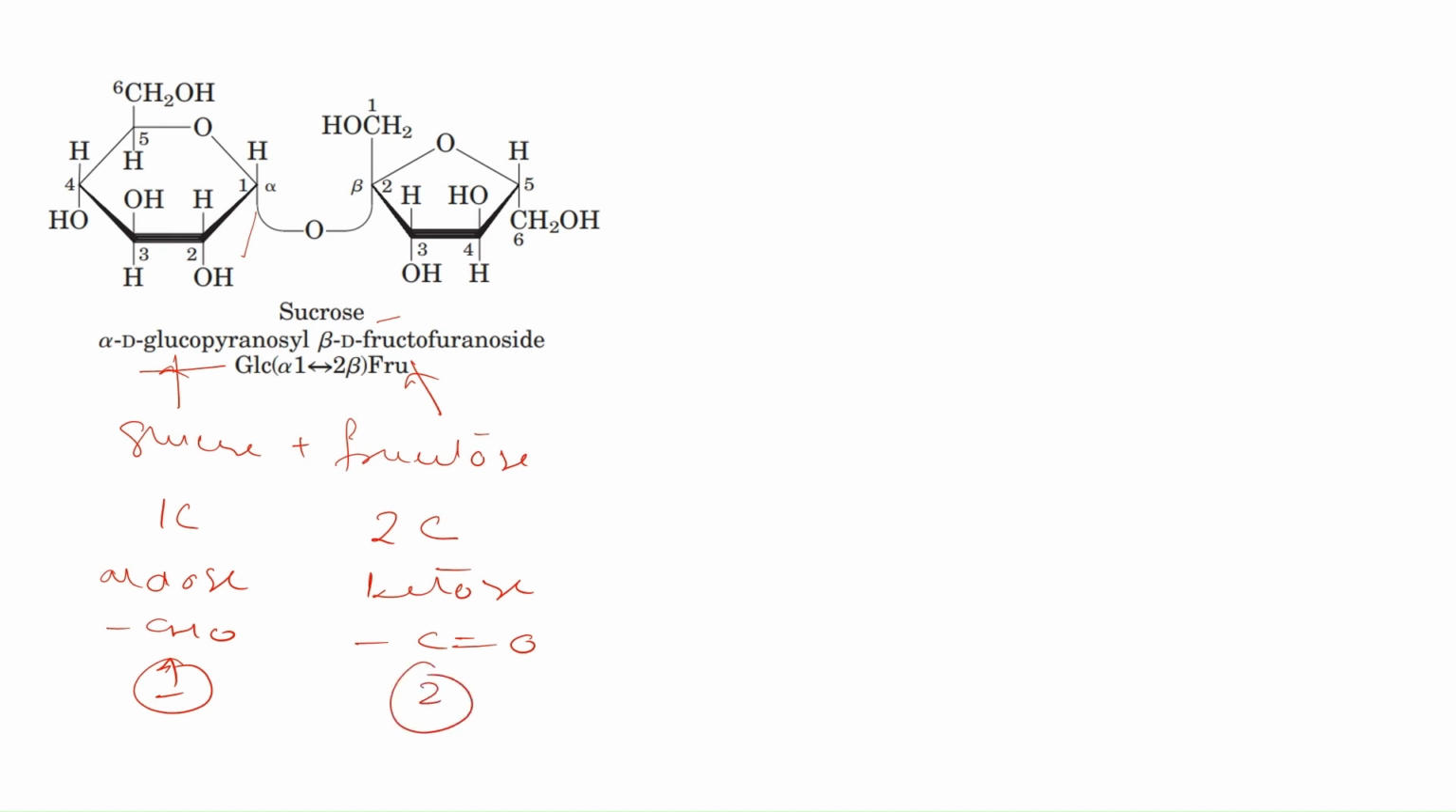So in case of sucrose, the carbon number 1 which contains a functional group and the carbon number 2 which also contains a functional group, they both are involved in bond formation. So this sucrose is not a reducing sugar. Why? Because both the functional groups are involved in bond formation.